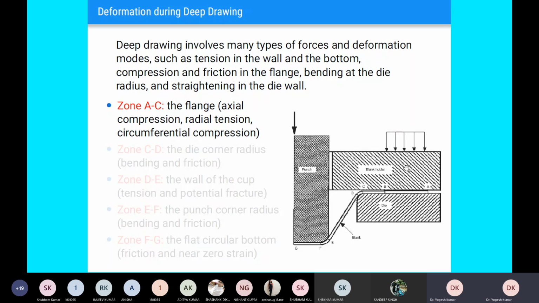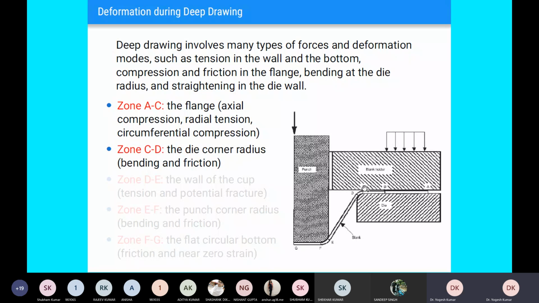Okay, so there is some axial compression in this portion A to C, and since this portion is being elongated because of the punch force, there is obviously radial tension, as well as circumferential compression between A and C. So here three kinds of deformation or forces exist: axial compression, radial tension, and circumferential compression. Okay, so this is about zone A to C.